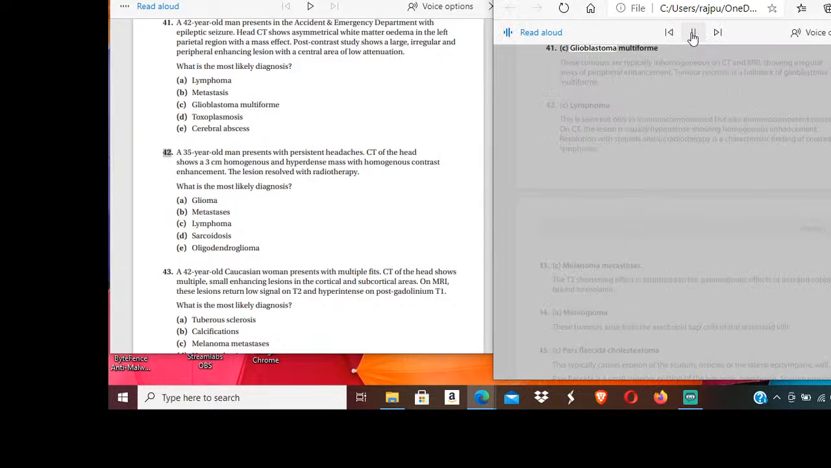41. C. Glioblastoma multiforme. These tumors are typically inhomogeneous on CT and MRI, showing irregular areas of peripheral enhancement. Tumor necrosis is a hallmark of glioblastoma multiforme.